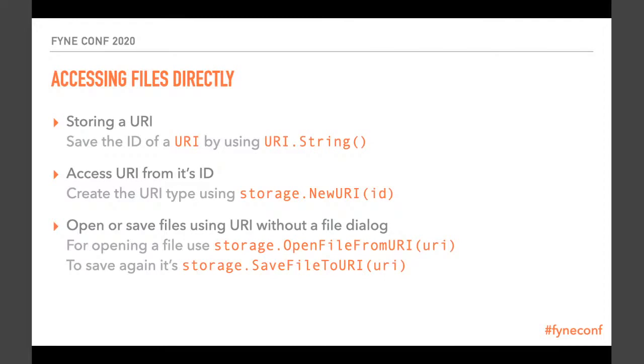We have OpenFileFromURI and SaveFileToURI. And these are going to return to you the same type, URIReadCloser or URIWriteCloser, so that you can work in the same way as when the user selected the file. It's quite helpful actually that you can use the same code. It's really just a case of how the selection of where you are getting your data from was handled.